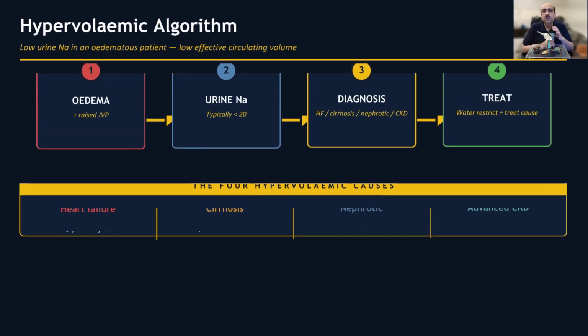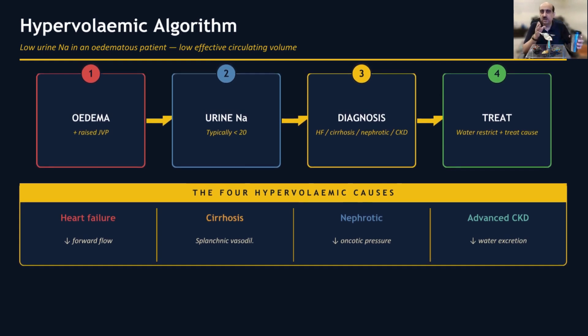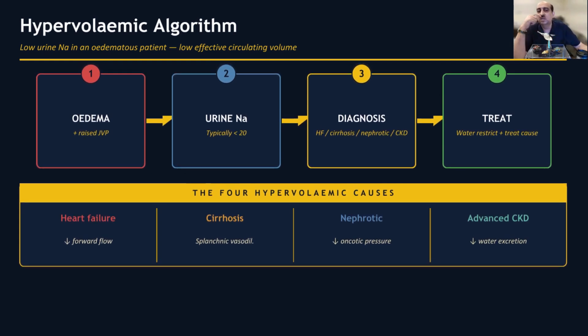Coming to the hypervolemic algorithm, out of the hypovolemic, euvolemic, and hypervolemic, to be honest, the hypervolemic is probably the simplest of the three. The patient looks edematous, with pitting edema, raised JVP, bibasal crackles, ascites, or any combination of these presentations. Yet, the kidney behaves as if the patient is volume starved. Why? Because we discussed in part 1 in detail that there is reduced effective circulating volume, or ECV, because of all the different reasons. And with that, the kidney senses it and tries to conserve the sodium.